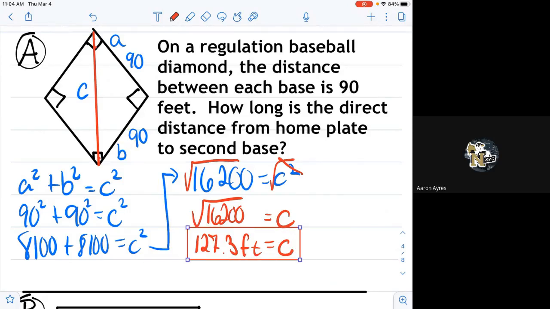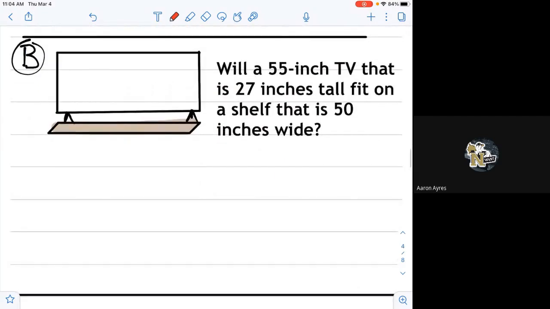All right. Here's the next one. Will a 55-inch TV that is 27 inches tall fit on a shelf that is 50 inches wide? Okay. Now, before we get started in here, does anybody know how people measure television sets? Well, you could use a ruler, but do you know how you get TVs in different sizes, like 55 or 70 or 85 or whatever it might be? Pretty soon you might even get a 100-inch one.